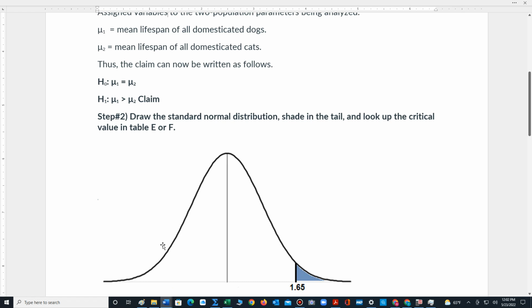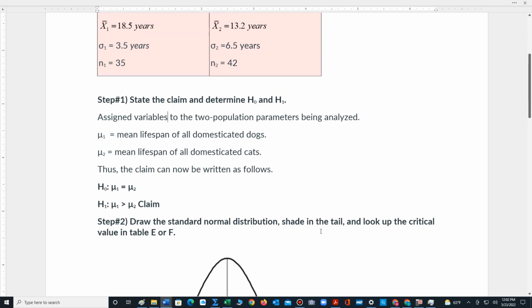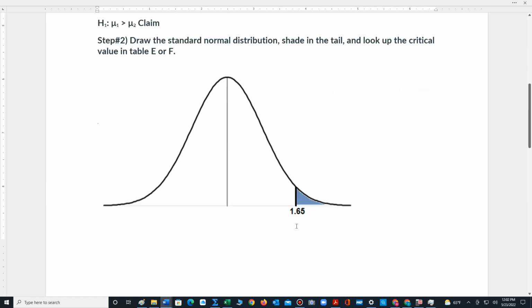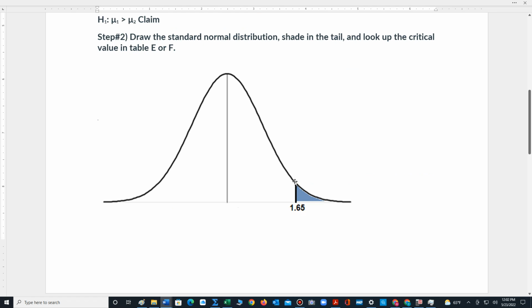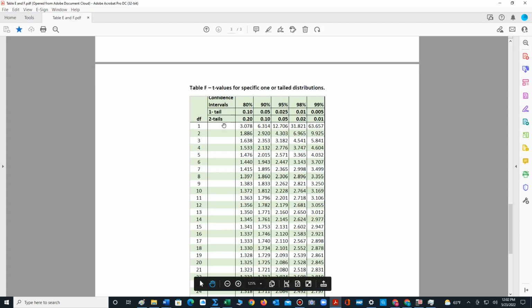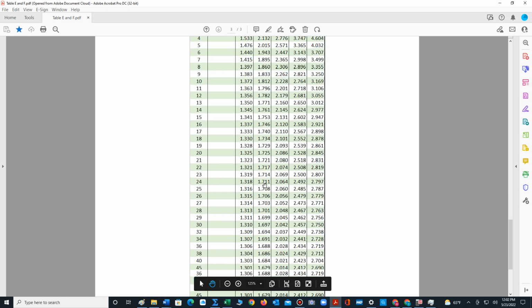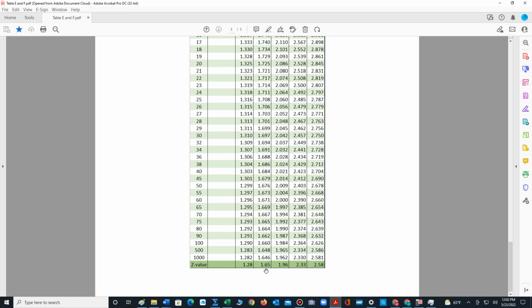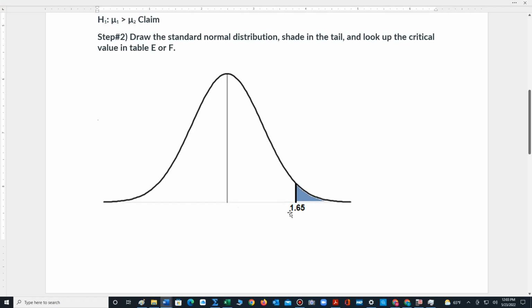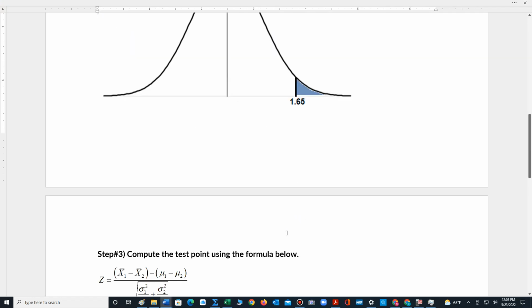We draw the normal distribution. H sub 1 has a greater than, so it's a right-tail test. And we also know that alpha is 0.05, so we can look up the critical value, which is the value that separates the shaded and unshaded regions, in table F. It's a one-tail test. Alpha is 0.05, so we scroll all the way down to the very last value, which is 1.65. That's our z value. So the critical value is 1.65.